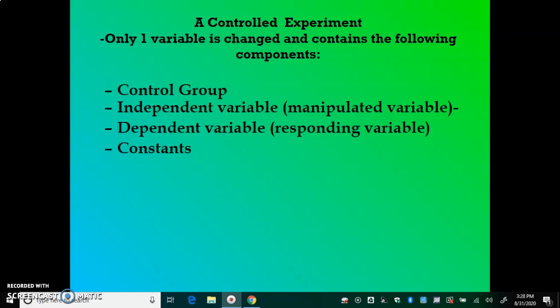A control group, an independent variable, which is also known as a manipulated variable. So if you manipulate something, you're going to change. Dependent variable, they also call it a responding variable because this is like the effect of whatever your change is on your subject. So how is it going to respond? So how's the plant going to respond? You would look for like growth. And then constants. So we're going to be going through each of these 4 components in more detail.